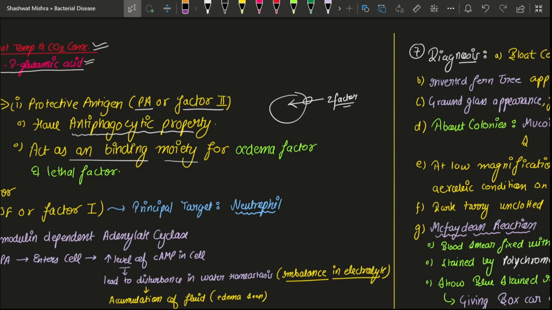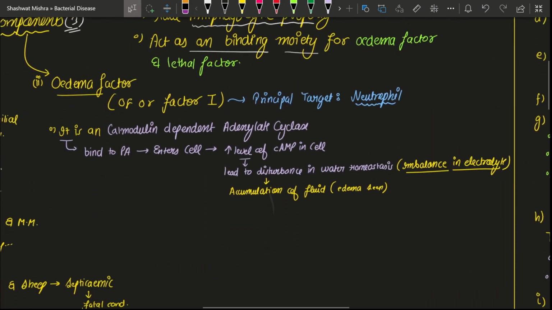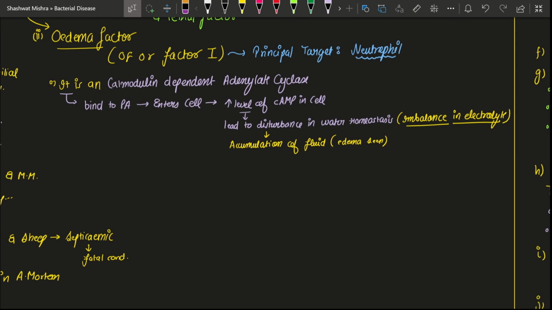So it is going to act as a binding moiety through which the other two factors can act on the host cell and create pathogenesis, or cause harm to an animal, right? Now moving on to the other factor, which is the edema factor. This edema factor is also designated as EF, or factor number one. Now what is the principal target for this edema factor? It is the neutrophil.